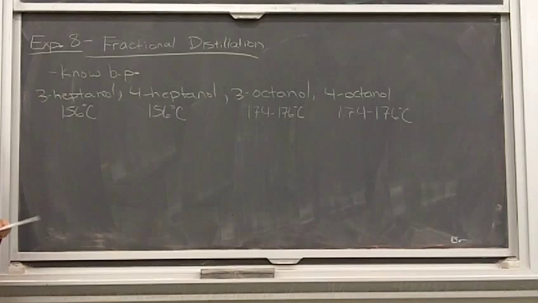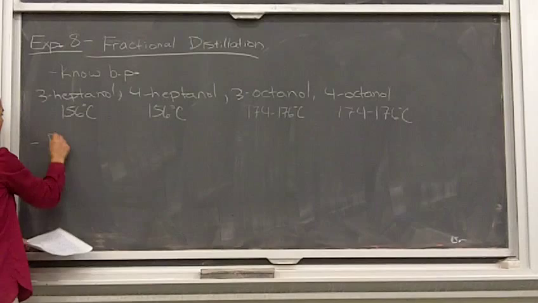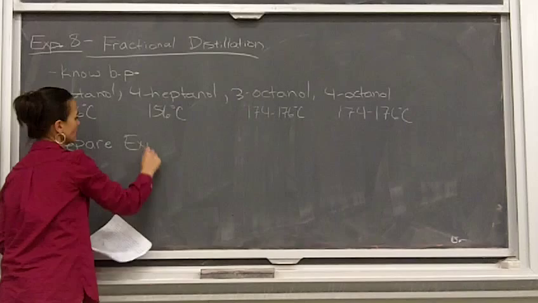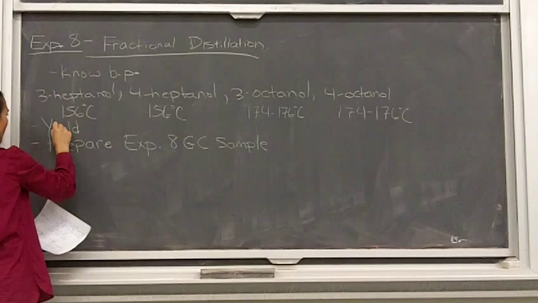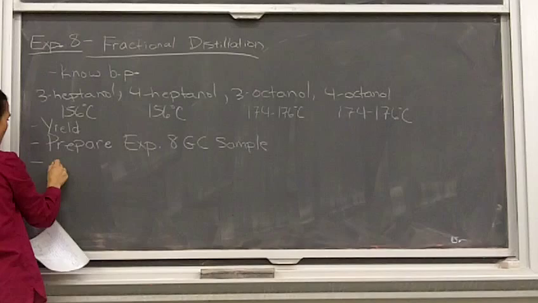So after you've done the fractional distillation, you need to prepare your Experiment 8 GC sample. And actually, even before that, as always, you want the yield, okay? Anything we make, we always want the yield. Then prepare the GC sample, and then set aside a little bit for IR.